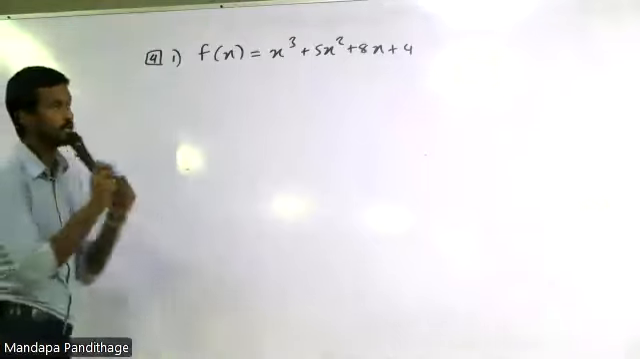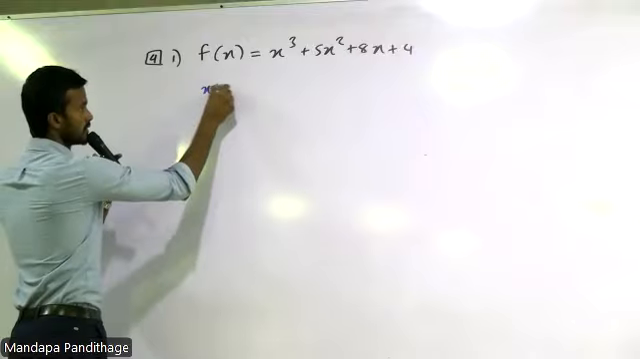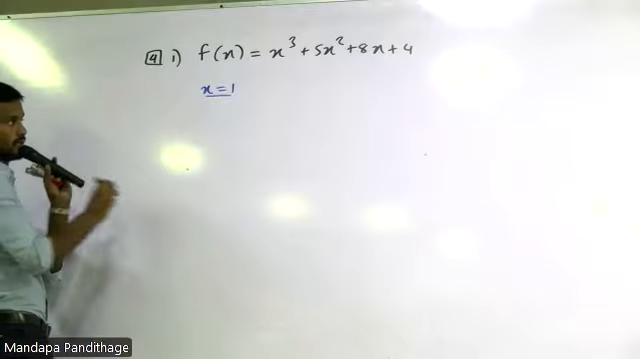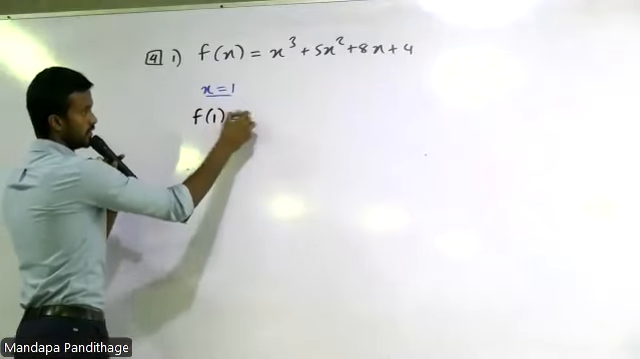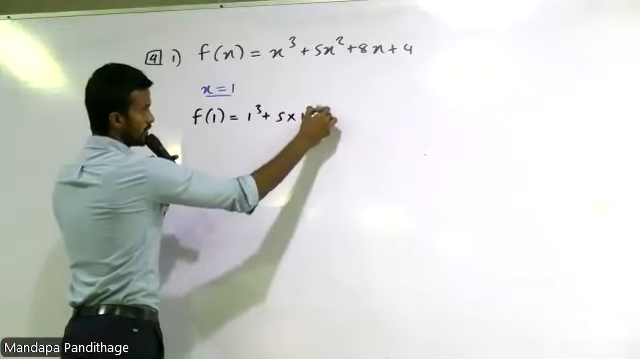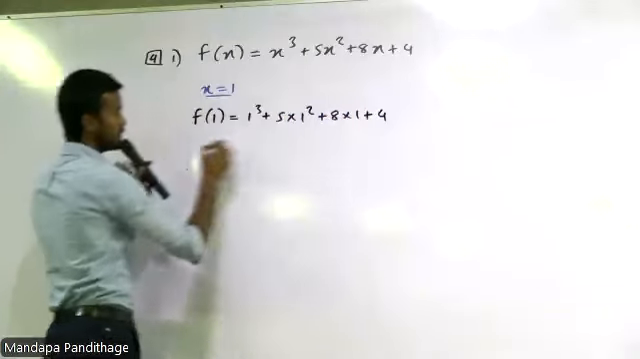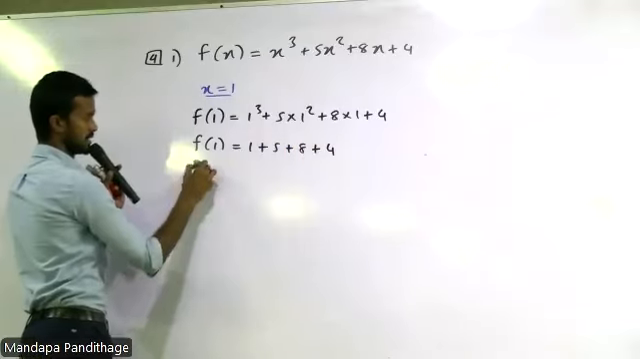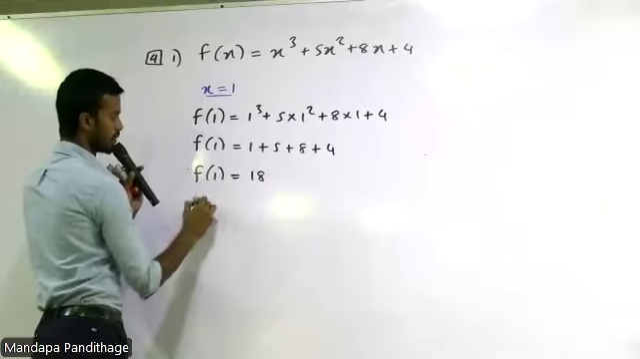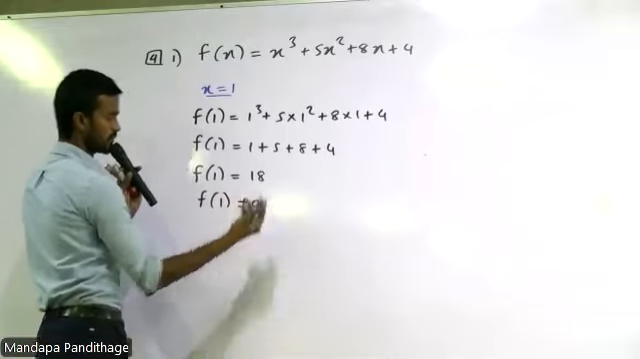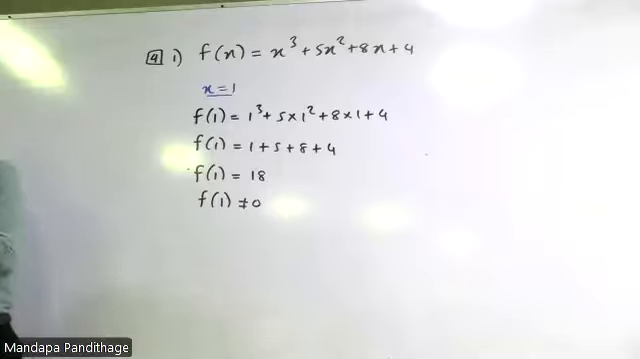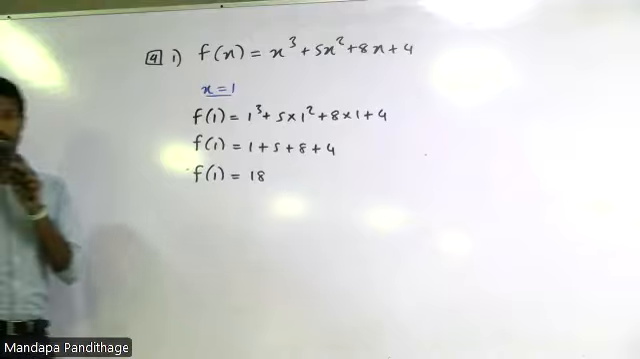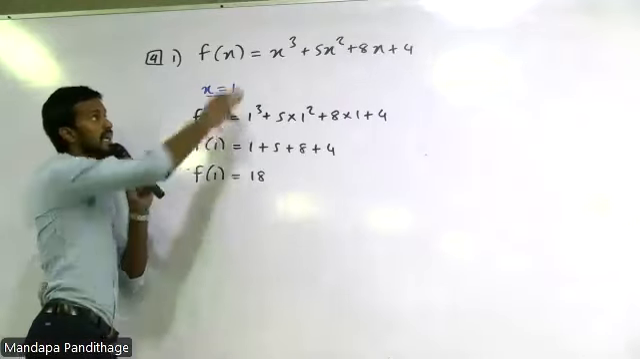So what I do here, I substitute values into this polynomial, starting from x equals 1. If you put x equals 1, you get 1 cubed plus 5 into 1 squared plus 8 into 1 plus 4. Then I get 1 plus 5 plus 8 plus 4, which is 18, but there's no use of this because it's not equal to 0. I'm trying to find an x value such that f(x) is equal to 0.